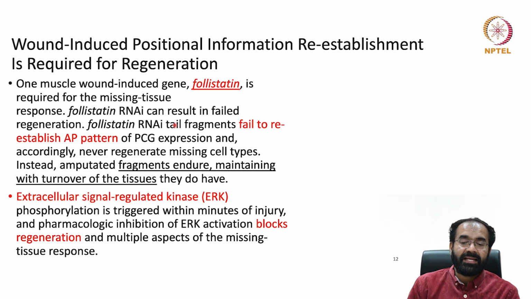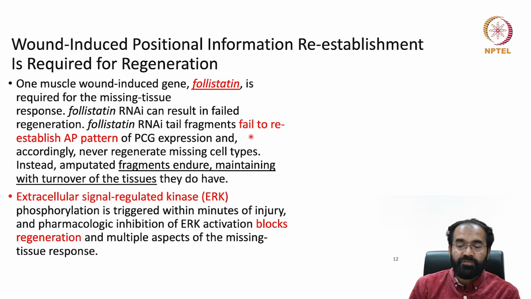Follistatin RNAi can result in failed regeneration. That means there is no monitor. It's like a supervisor. If there is no supervisor, you can't expect someone to do the job properly. The supervisor, although not doing the work, makes sure that the work is done the way it should be done. So follistatin RNAi results in failed regeneration.